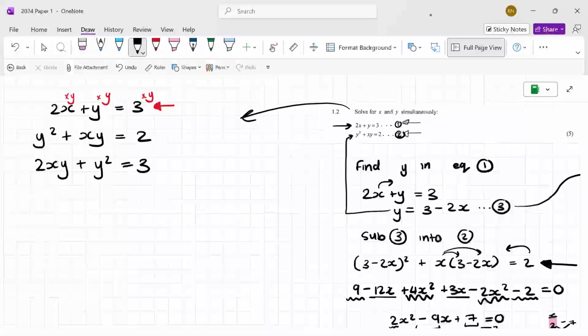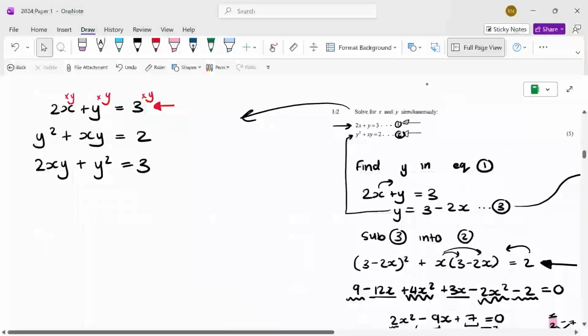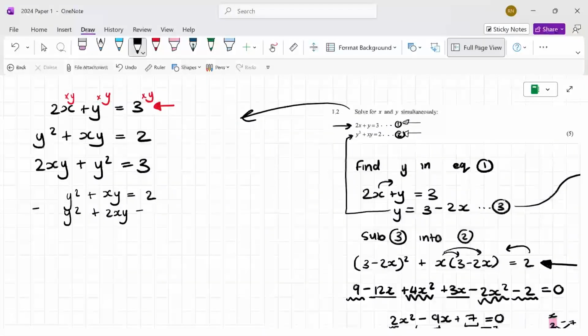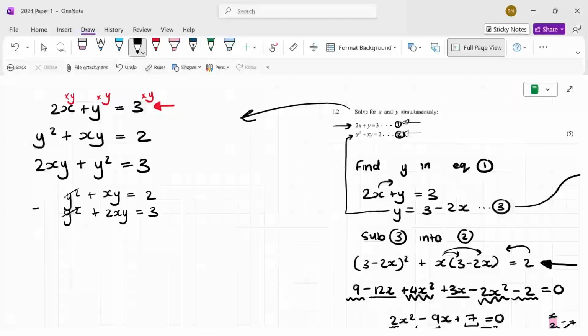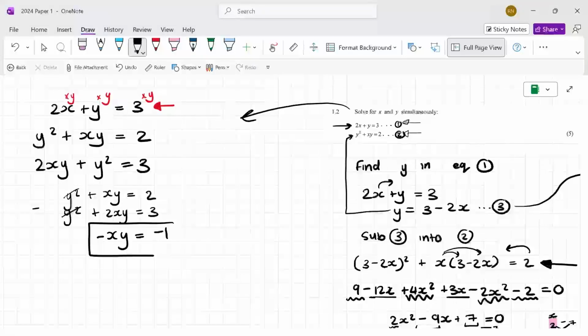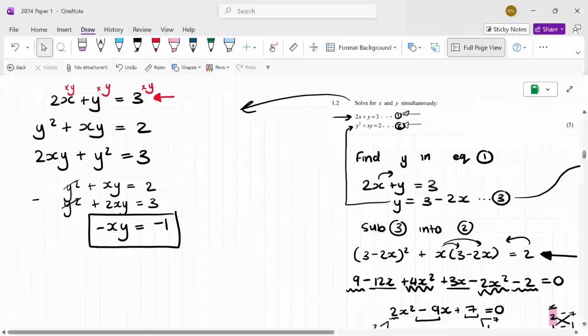And so now you can subtract one equation from the other. So let's subtract them like how they are now. So y squared plus xy is equal to 2, minus, let me just put y squared plus 2xy is equal to 3. So if I subtract, y squared minus y squared will cancel out. xy minus 2xy gives me minus xy is equal to 2 minus 3, which is going to be minus 1. Okay, but now we still have xy. Let me try another way.